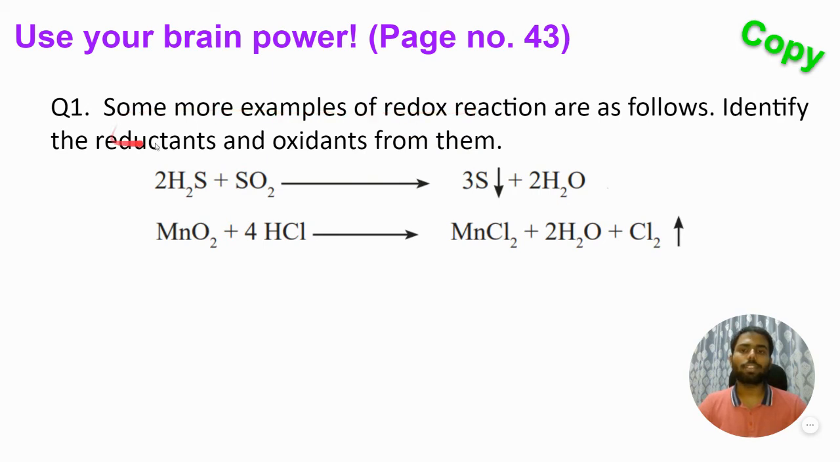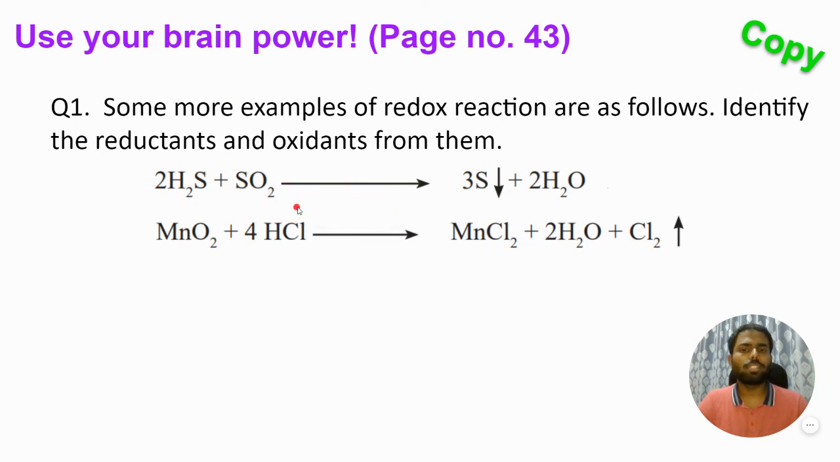We have to identify reductants and oxidants. Okay, what are reductants and oxidants? Oxidant क्या है? जिस substance की वजह से oxidation हो रहा है उसको बोलेंगे oxidant, और जिस substance की वजह से reduction हो रहा है उसको बोलेंगे reductant, okay? I am going to repeat that. जिस substance की वजह से oxidation हो रहा है you will call it an oxidant, जिस substance की वजह से reduction हो रहा है you will call it a reductant, okay?